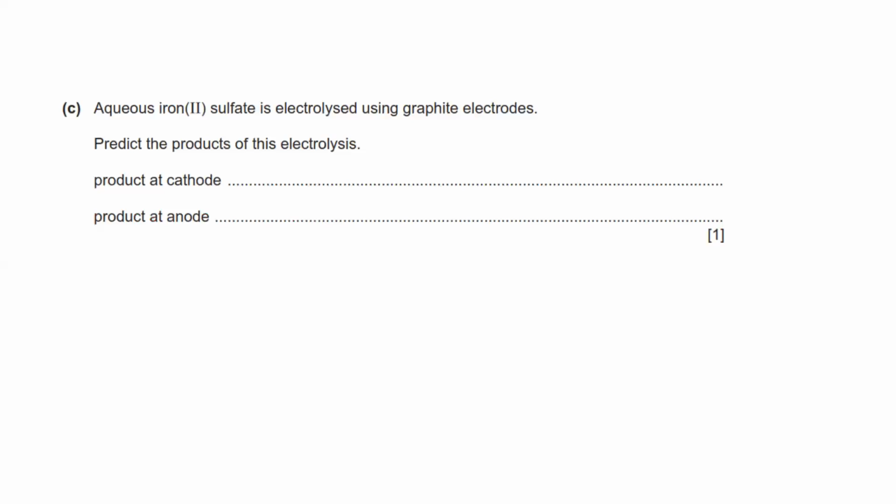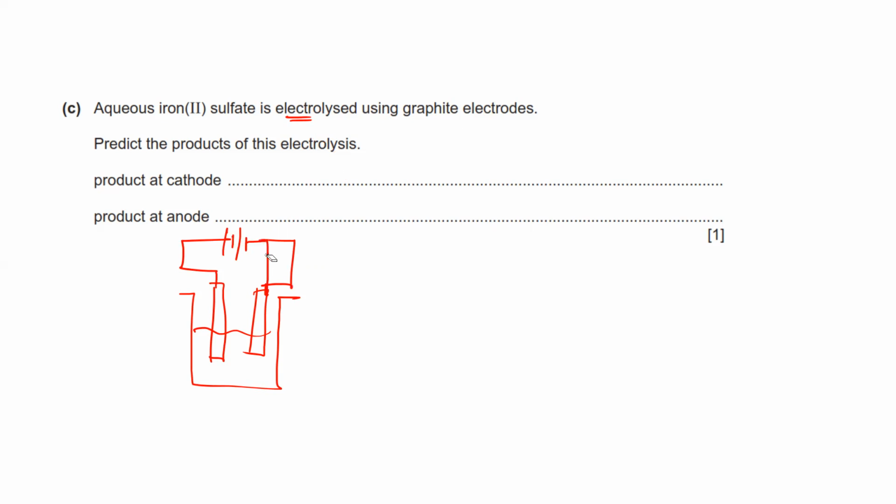Okay. So now moving ahead, it says aqueous iron 2 sulfate. So remember, this is aqueous, is electrolyzed using graphite electrodes. So this is again aqueous solution. So we have these two electrodes, so positive, negative one, something like this. So in this aqueous solution, we have iron 2 positive, we have SO4 2 negative, we have H positive, and we have OH negative ions. So predict the products of electrolysis.